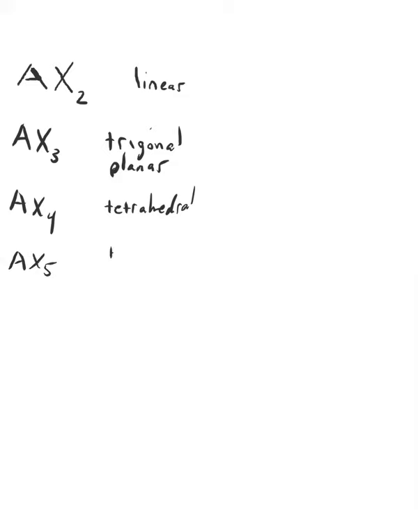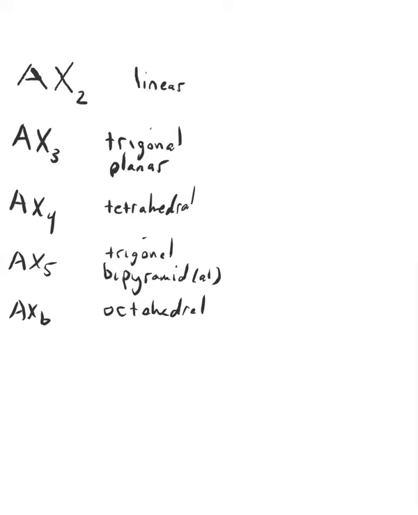So that's easy. So trigonal bipyramid. And again, sometimes people put AL at the end. And then AX6 is your octahedral. But what happens is, if you have lone pairs on the central atom, it changes a lot. So here's what could happen, for example.